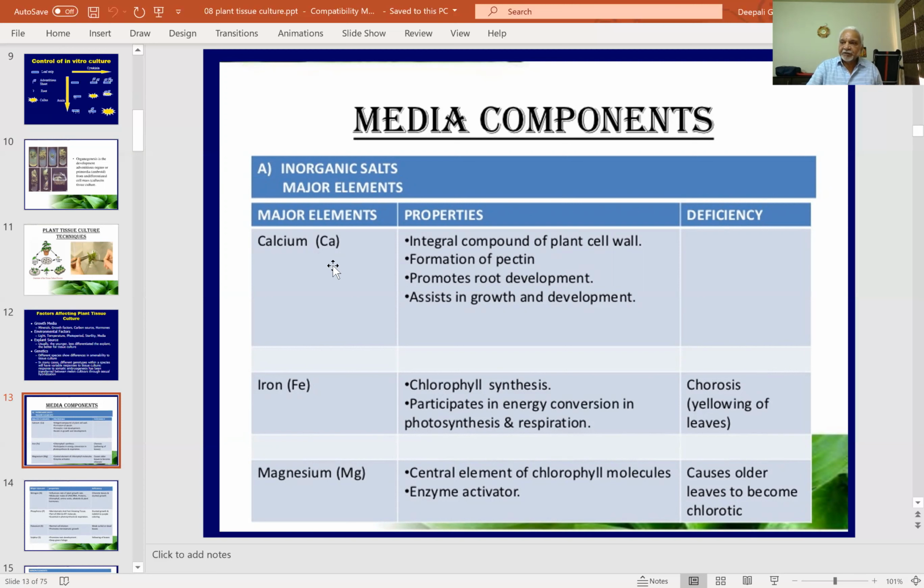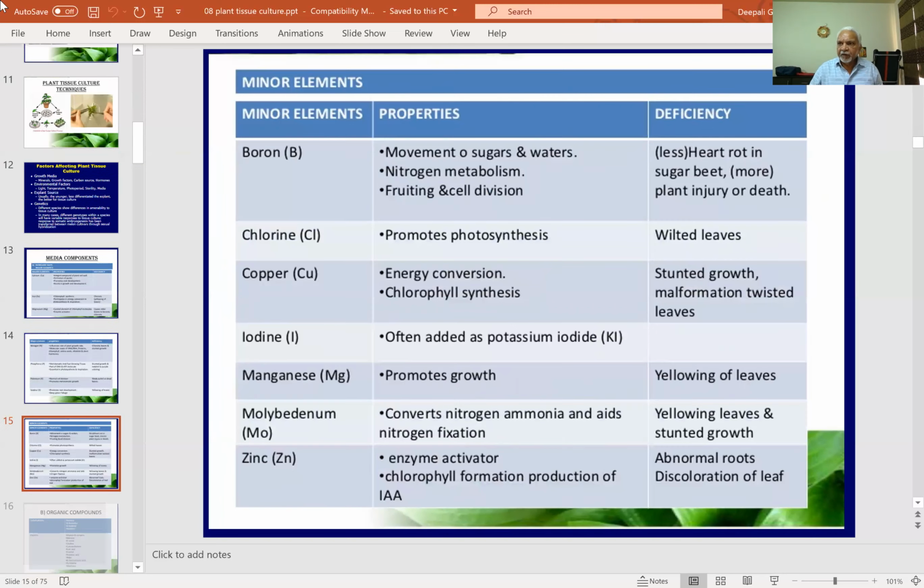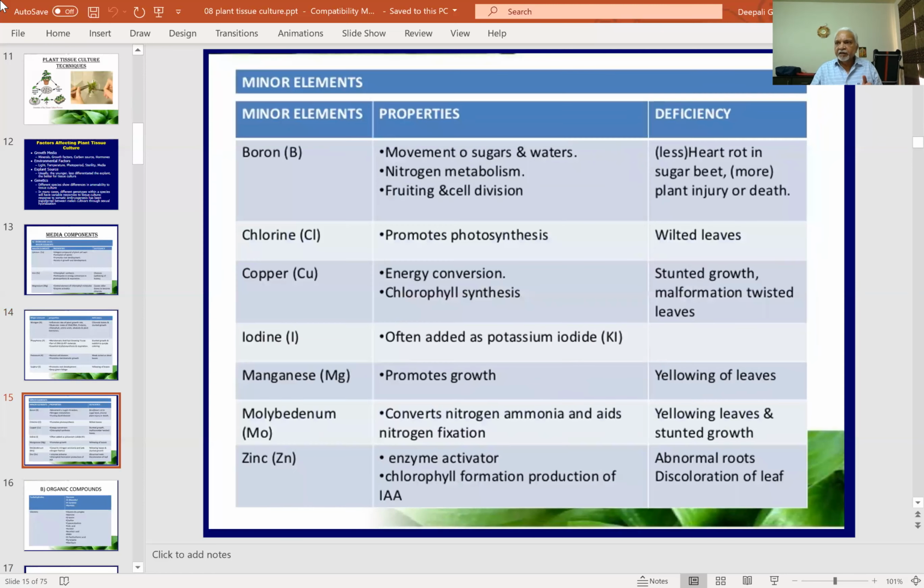So like that, calcium, magnesium, nitrogen, phosphorus, potassium, sulfur. These are some of the major elements which are required by the cells, and they are there in the media as a major component. And then you have minor elements like boron, chlorine, copper, iodine, manganese, molybdenum, zinc.